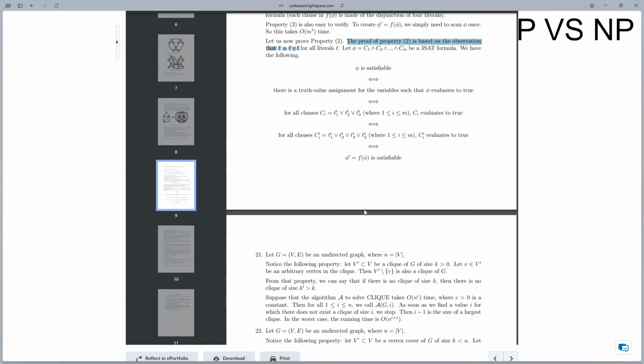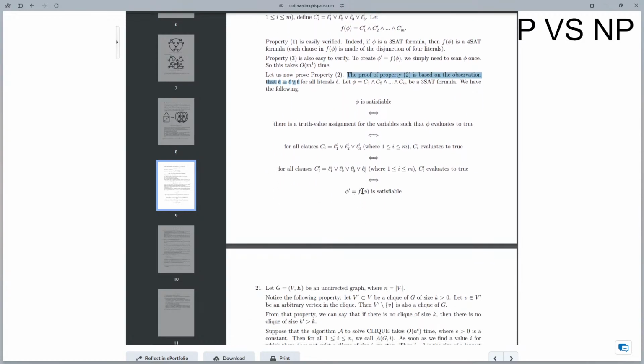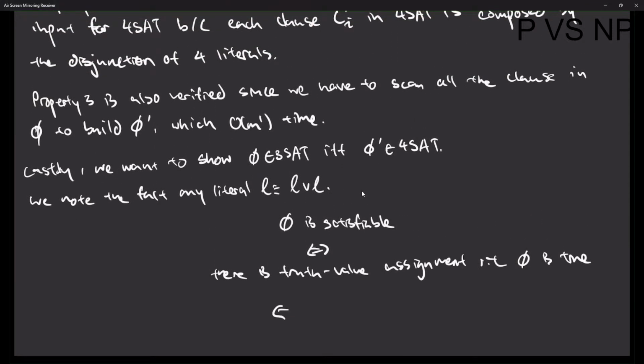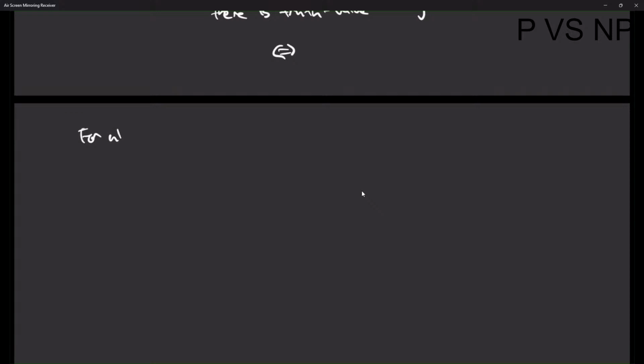where we note the fact that any literal L is equivalent to the disjunction of itself. So phi is satisfiable. Then it means there is a truth value assignment such that phi is true, and this is equivalent to for all i, Ci equals Li1 or Li2 or Li3 evaluates to true.